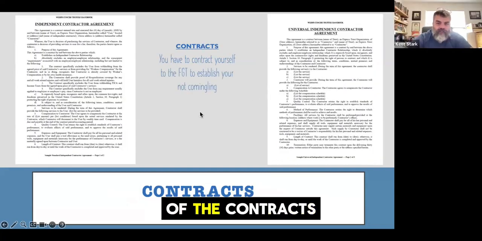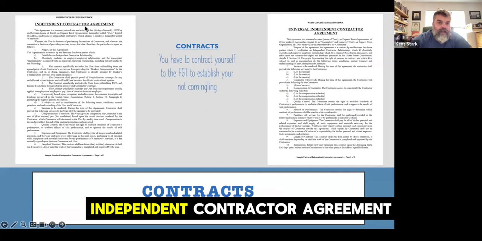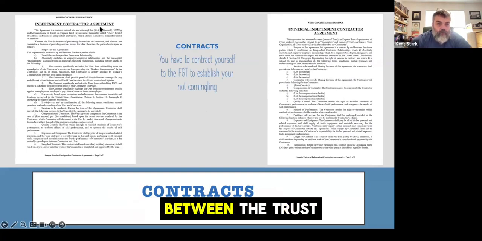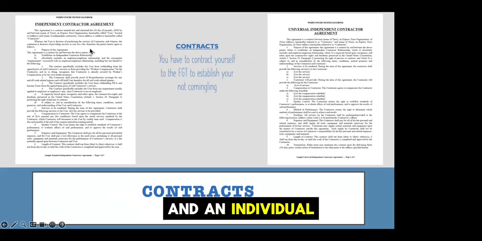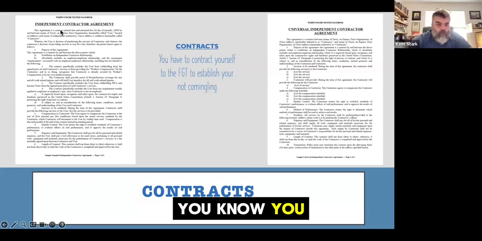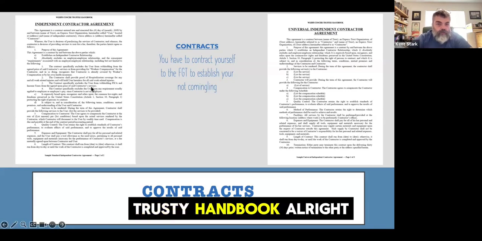Here's some copies of the contracts, okay? Independent contractor agreement is an agreement between the trust and an individual. So, you want to have a contract between you and your foreign grantor trust so that when it pays a bill for you, it's not considered commingling, okay? Because there's a contract, right? And so these contracts are in the back of the Weiss trustee handbook, all right?